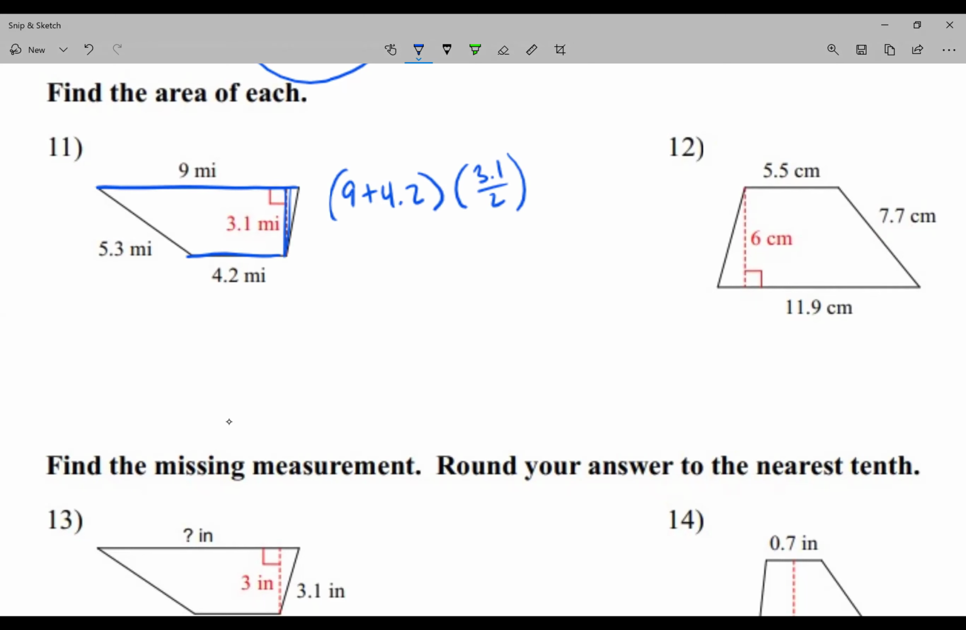Okay. So my first parenthesis, 9 plus 4.2. That is 13.2. My second parenthesis, 3.1 divided by 2. Don't round anything. My answer here is 1.55 for the second parentheses. Now, just multiply the two parentheses. So 13.2 times 1.55. And my answer is 20.46.